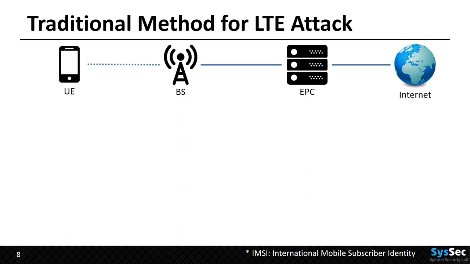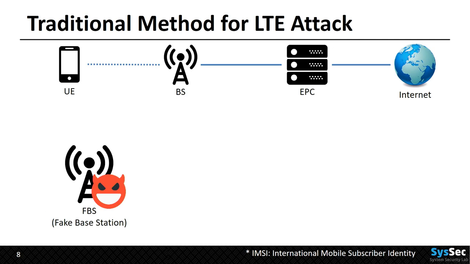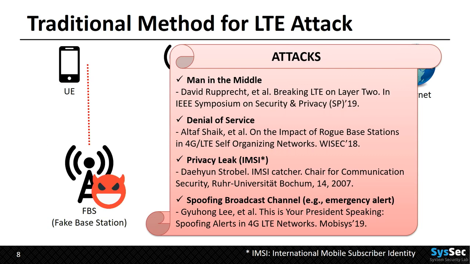And then, what attack is possible against a UE connected to the network and using the service? The most widely used method so far is to use a fake base station. An attacker could use a fake base station that behaves like a legitimate base station, causing the victim UE to disconnect from the legitimate base station and connect to the fake base station. This is possible because the UE preferentially tries to connect to a strong base station. Several attacks using FBS have been introduced, including man-in-the-middle attacks, denial of service, user identity leaks, fake emergency alerts, and so on. As such, the fake base station attack using the characteristics of radio communication is actively used for research and actual attacks.